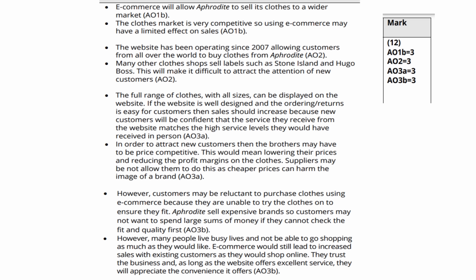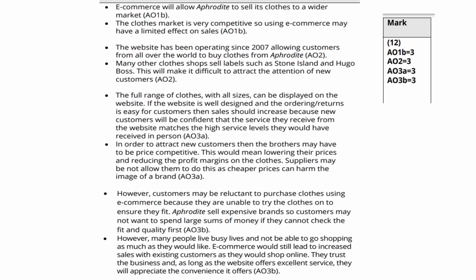In order to attract new customers, the brothers may be price competitive. This would mean lowering their prices and reducing the profit margins on the clothes. Suppliers, however, may not allow them to do this, as cheaper prices can harm the image of a brand. However, customers may be reluctant to purchase clothes using e-commerce because they are unable to try the clothes on to ensure that they fit. Aphrodite sell expensive brands, so customers may not want to spend large sums of money if they cannot check the fit and quality first.